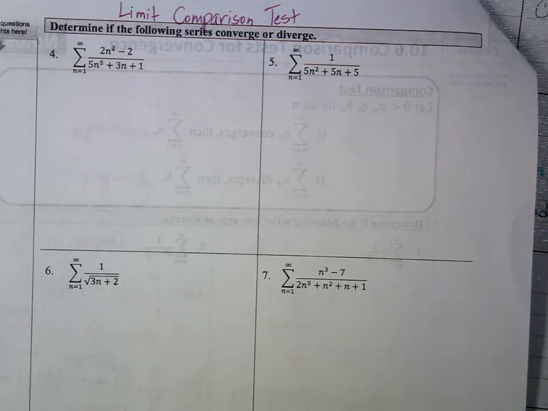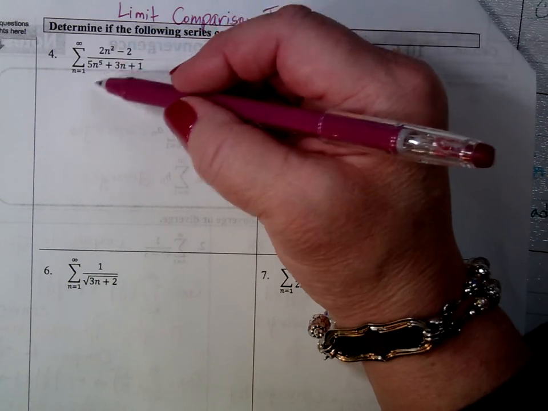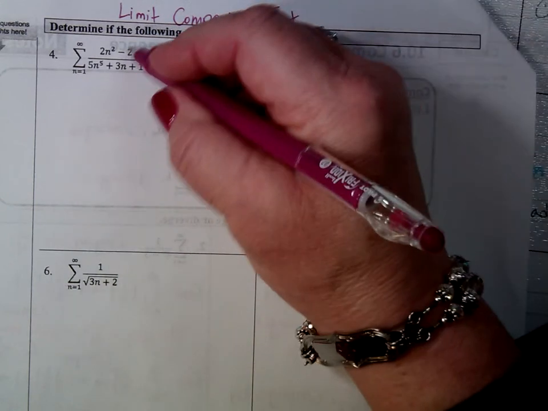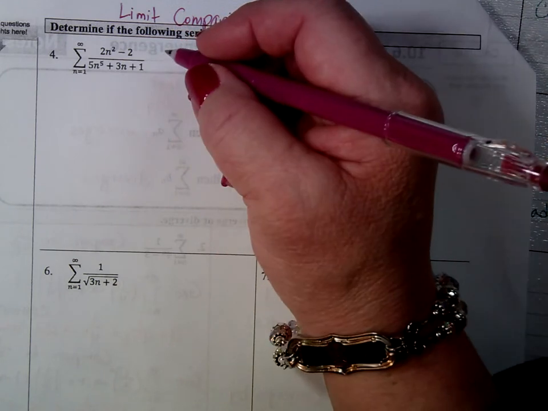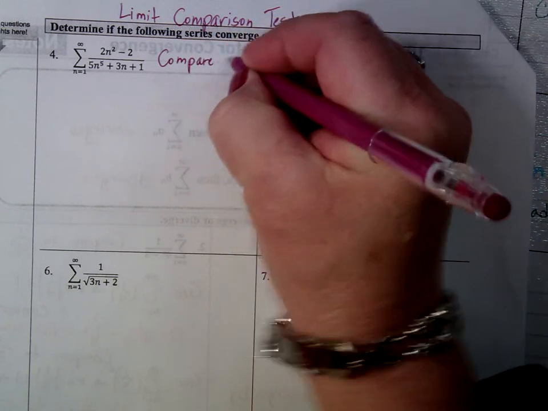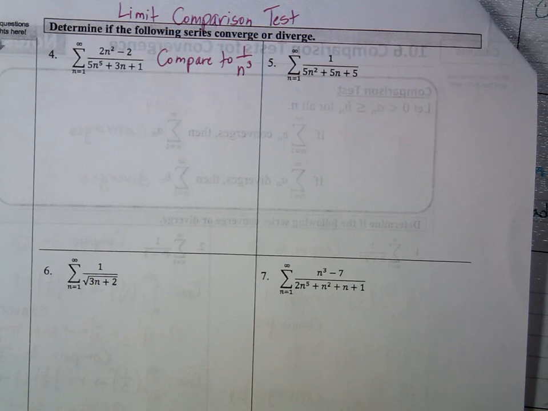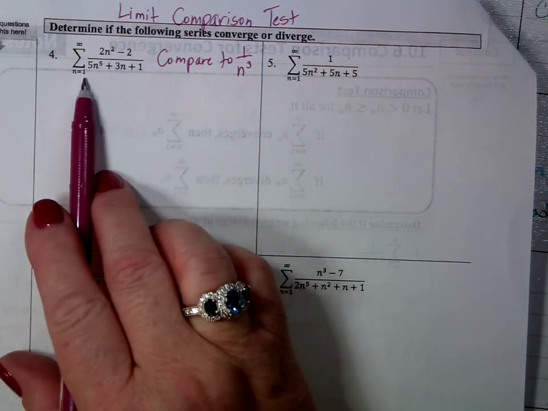All right, so I'm going to kind of squint and figure out what's the major function going on here. I have a highest power of n squared in the top, and I have a highest power of n to the 5th on the bottom. Don't really care about the coefficients again, and I really don't care about the whole rest of this. So I'm still going to figure out what I'm comparing it to. I'm going to compare it to 1 over n cubed. Because 1 over n cubed is going to behave similarly to the 2n squared on top and the 5n to the 5th on the bottom.